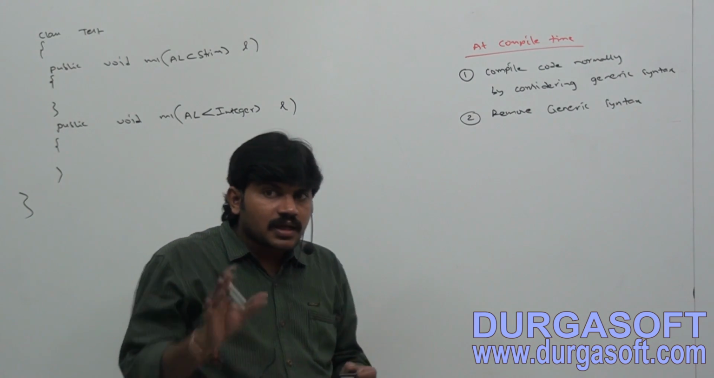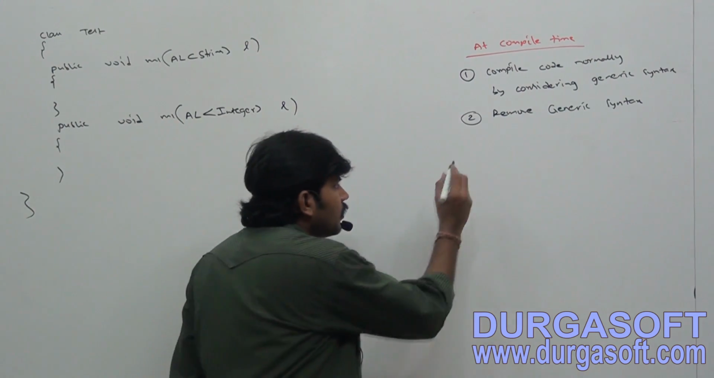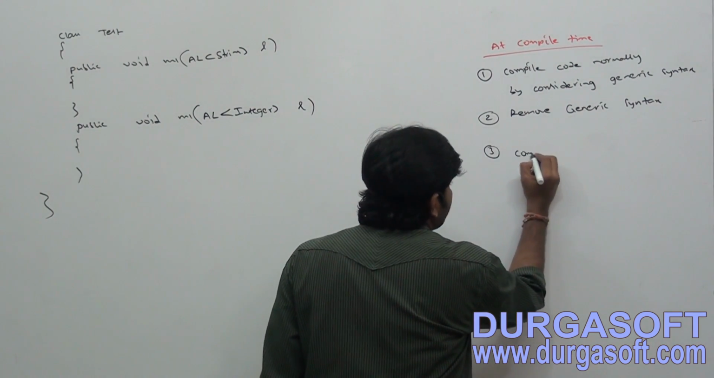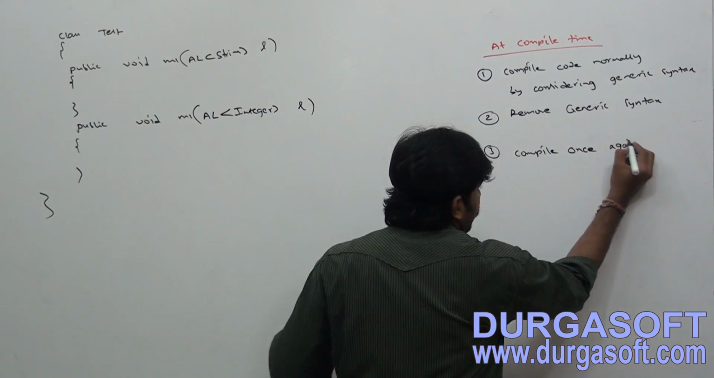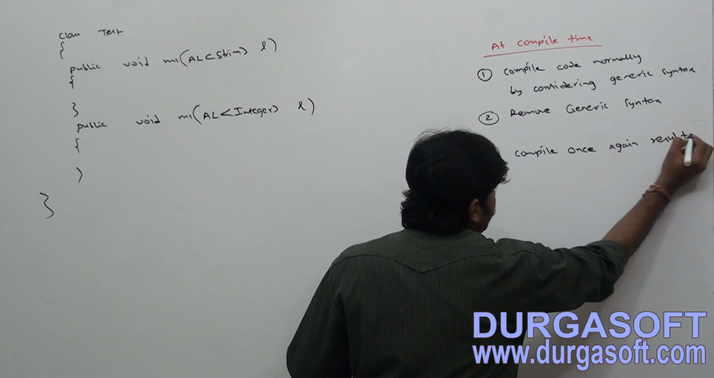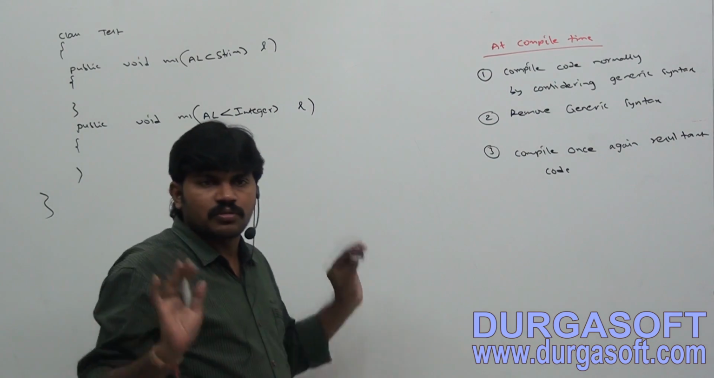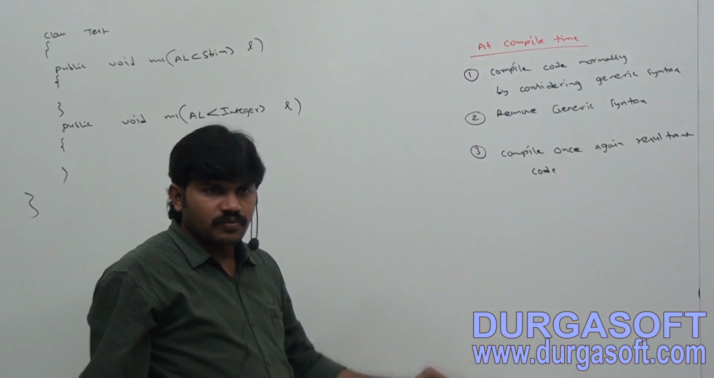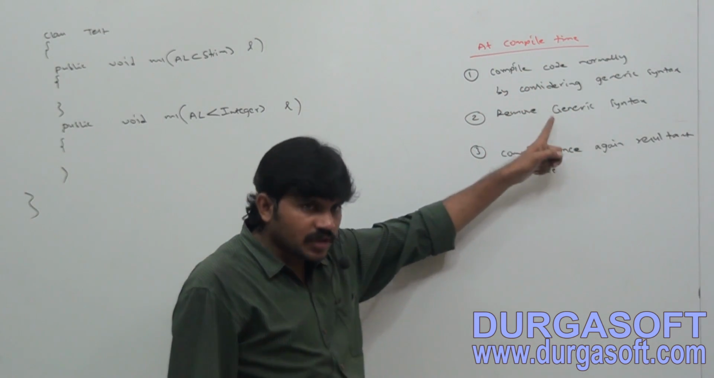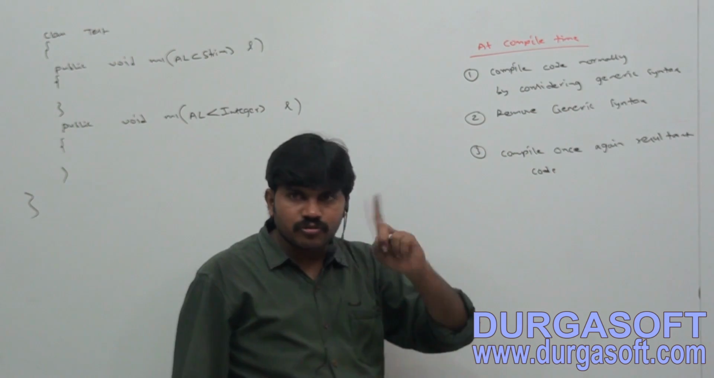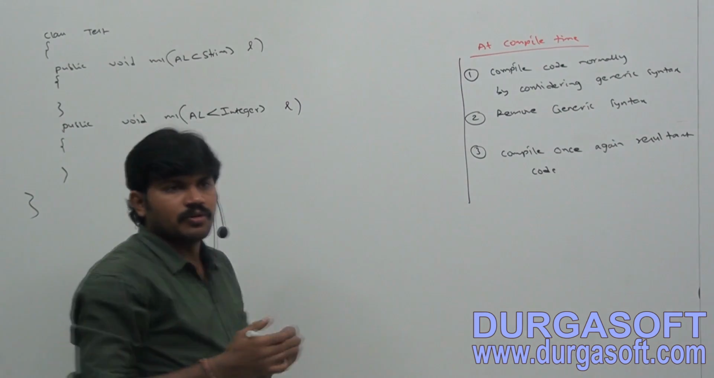After removing, you have to cross-check the resultant code once again. Is there any mismatch? So compile the resultant code once again. That's all. These three activities: compile by considering generic syntax, remove it, and once again consider it. There should not be any mismatch. Okay? Like now, make sure.